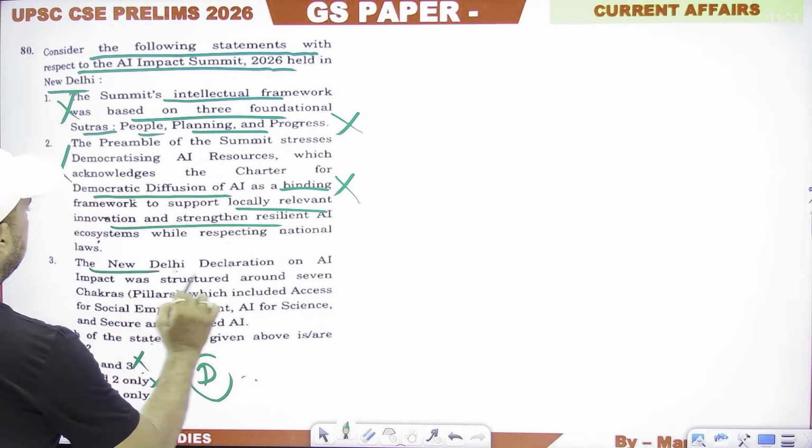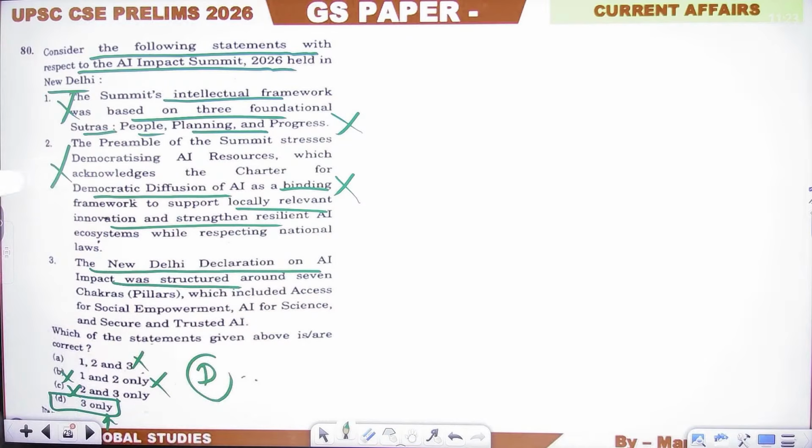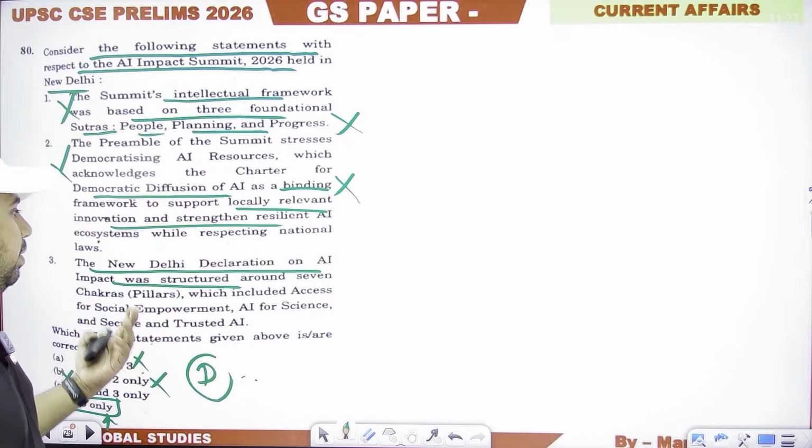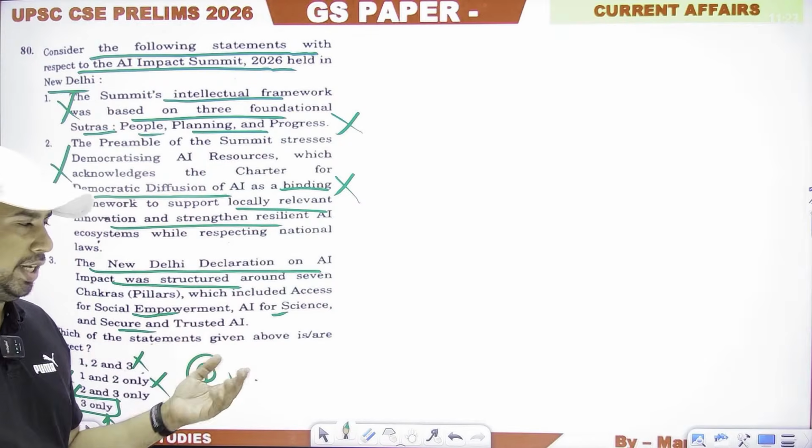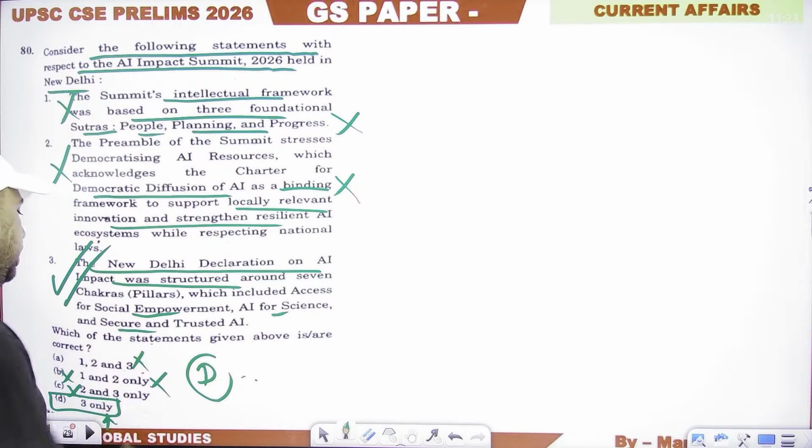What is 3? The New Delhi Declaration on AI Impact was structured around 7 chakras, 7 pillars, which included access for social empowerment, AI for science and secure and trusted AI. It means only the third statement is correct. So the right answer is option D.